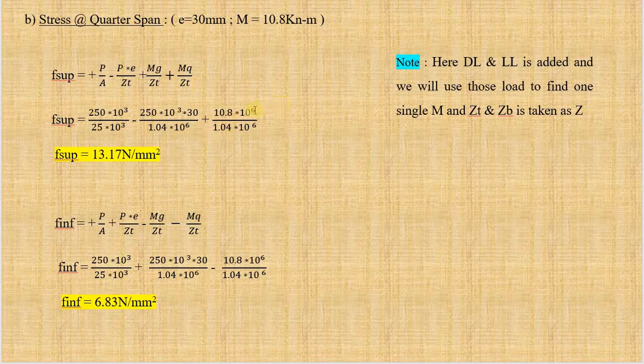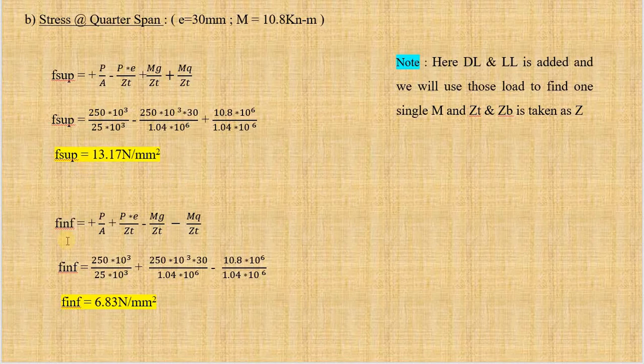I have converted kilonewton meter to Newton mm. So it is 10.8 into 10 power 6 by 1.04 into 10 power 6. Put together, we will get F superior as 13.17 Newton per mm square. This is the stress at the top.